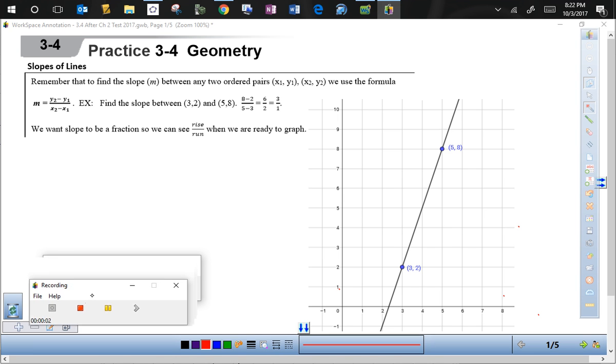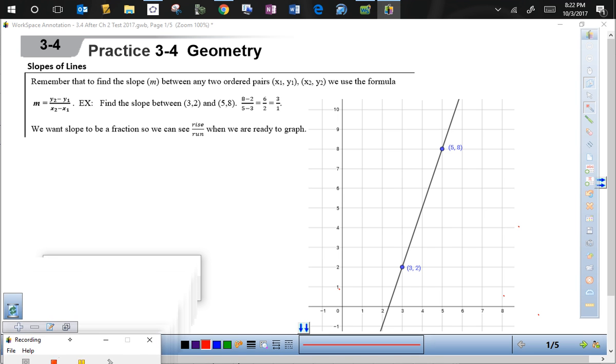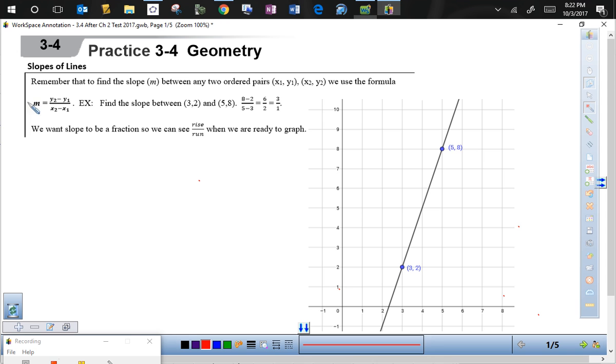Alright folks, today we're going to be talking about slopes of lines. You might have out your cheat sheet handy because this equation for the slope of lines is on there under the linear section. But it's also on here today. We're going to be covering practice 3-4.